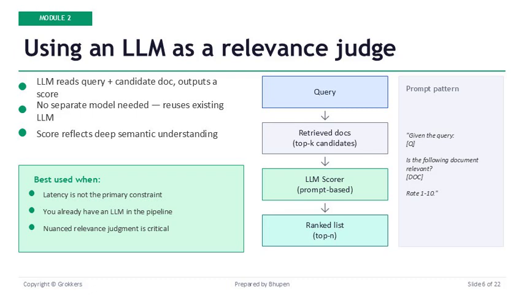The beauty is that you get deep semantic understanding. The trade-off is speed and cost. You are running a full LLM inference for every single candidate. So when is it worth it? When accuracy is everything and you have the latency budget. Let's see exactly what this scoring looks like in practice.